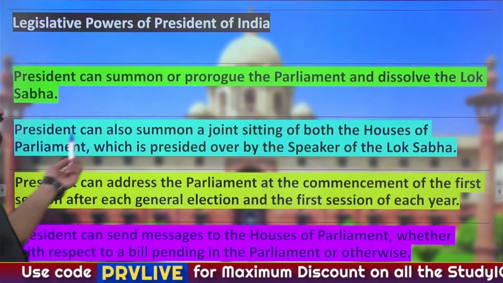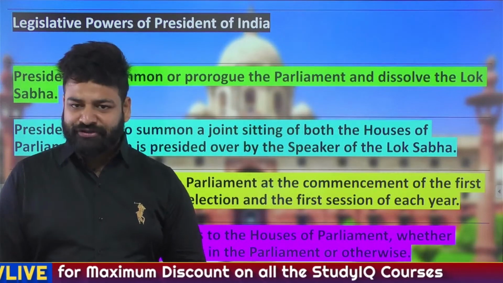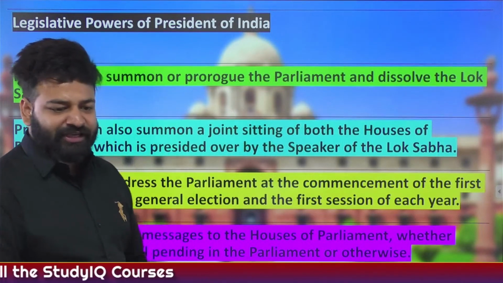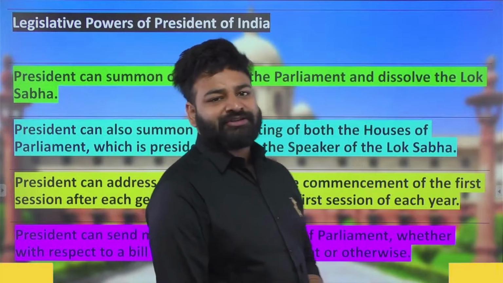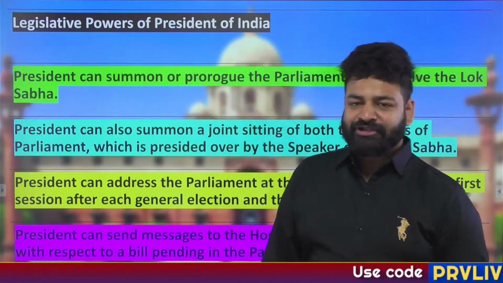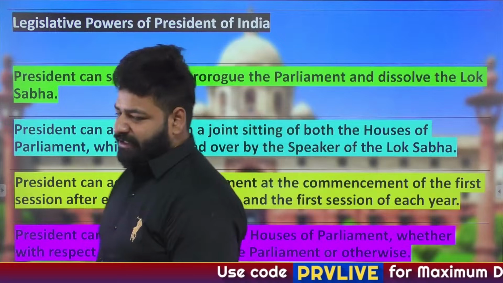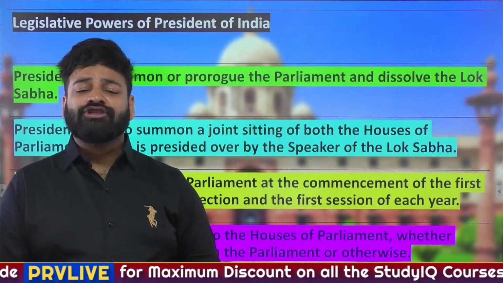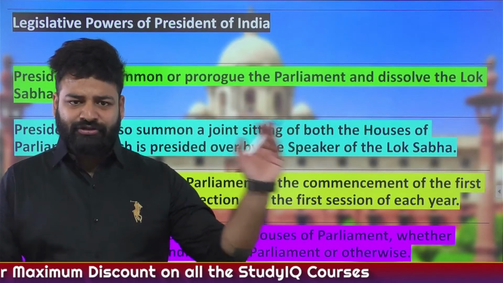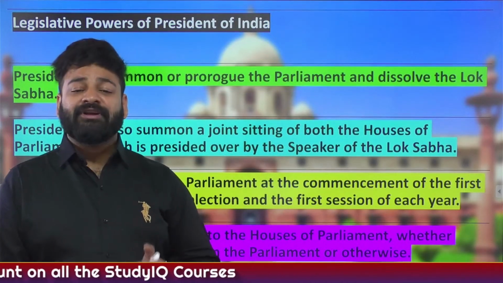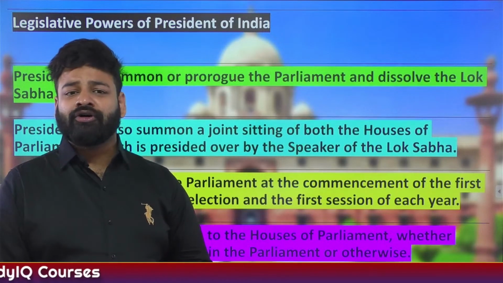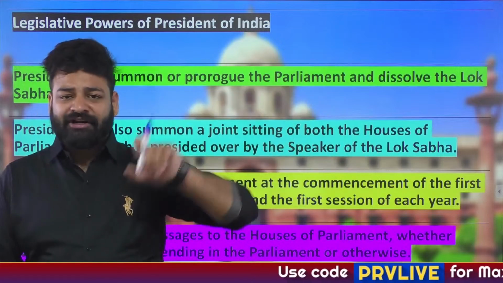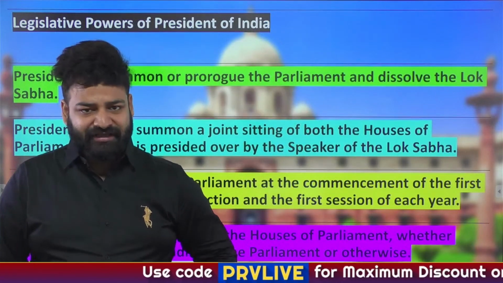Next, the President can also summon a joint sitting of both the Houses of Parliament, that is mentioned under Article 108. In case of a deadlock with regard to passage of any bill, provided the bill is not a constitutional amendment bill or a money bill, the President can call for a joint sitting of both the Houses, that is Lok Sabha plus Rajya Sabha. And the President of India only is the authority who can decide who will be the presiding officer of such a joint sitting.